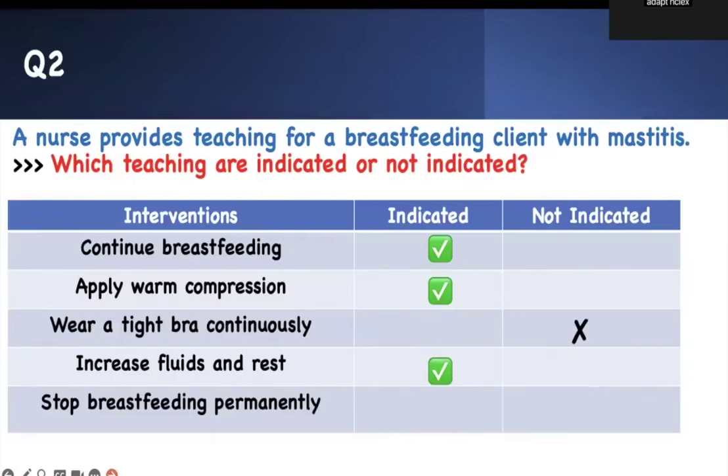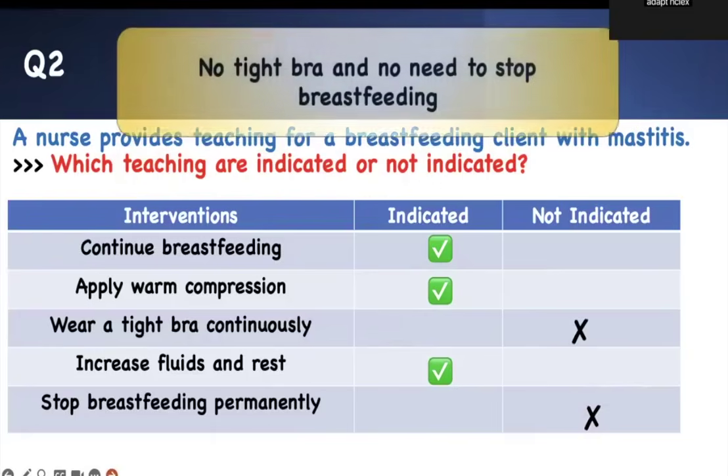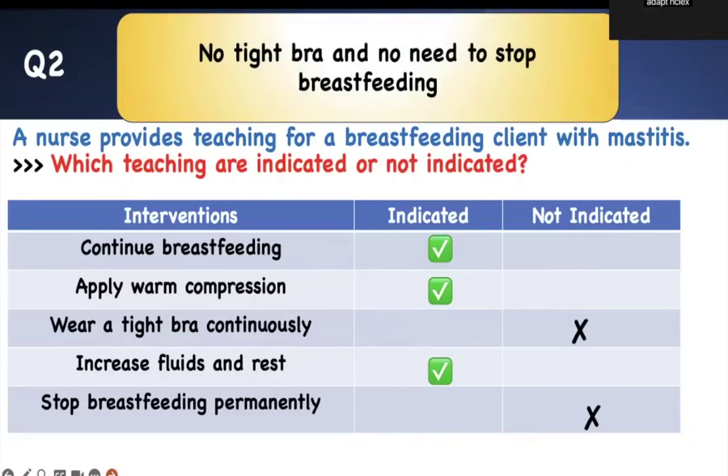And you should not stop breastfeeding permanently. And the concept is what? No tight bra, no need to stop breastfeeding. Every time you see a mastitis, this is the question they're going to ask you.